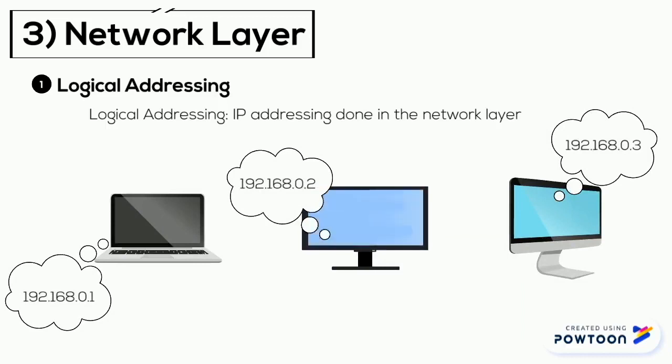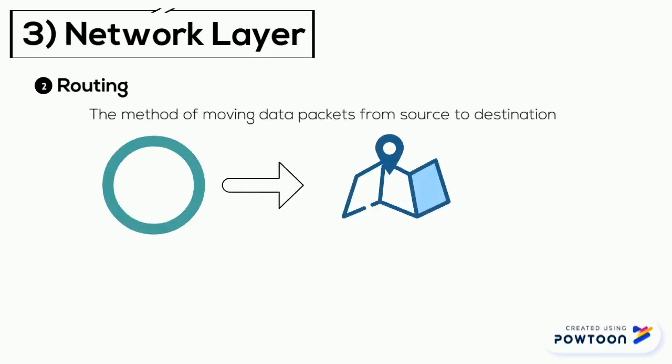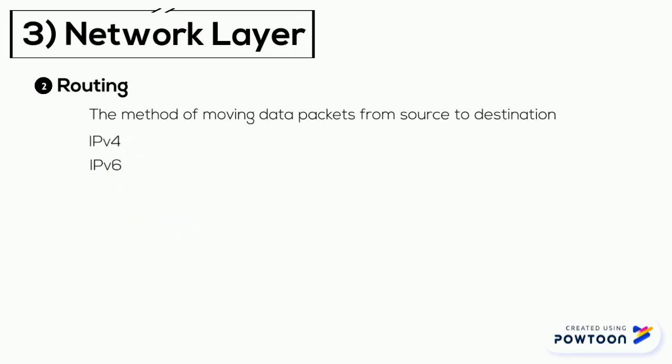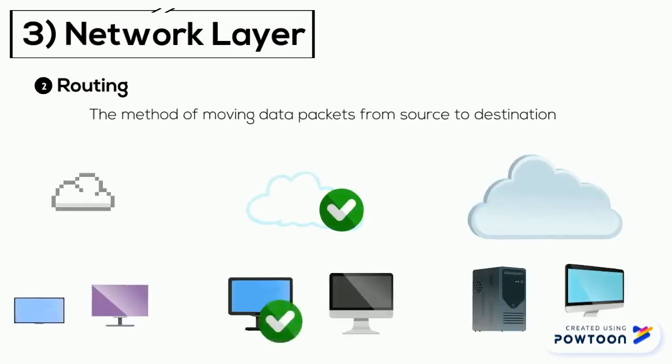The network layer assigns the sender's and receiver's IP addresses to each segment to form an IP packet. IP addresses are assigned to each data packet to ensure that each packet can reach its correct destination. Routing is the method of moving data packets from source to destination based on a logical address format such as IPv4 or IPv6. It will use the IP address to locate the correct network, then the correct computer to transmit the data.